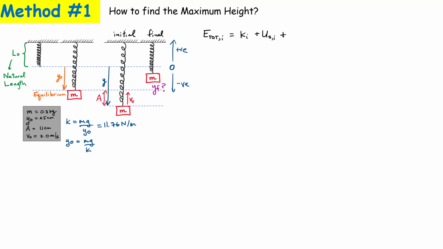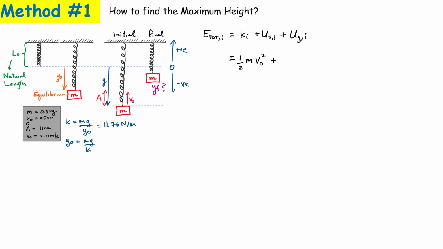And then we're also going to have some gravitational potential energy in this initial configuration. So how would I write each one of those terms? Well, this is what it would look like. The kinetic energy is always the same. It's 1/2 the mass of the block multiplied by that initial velocity squared.